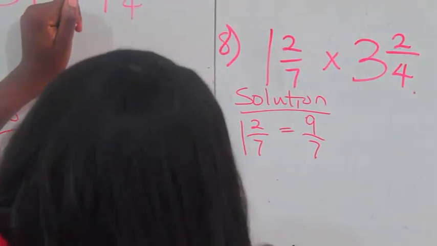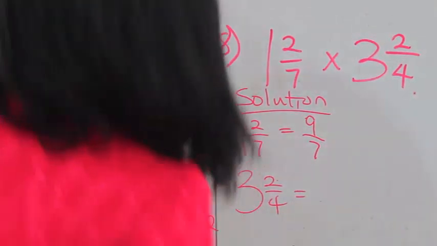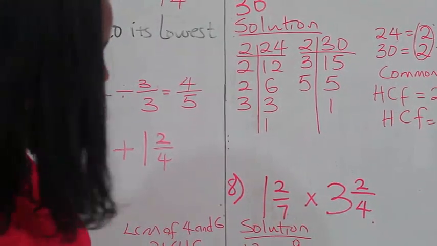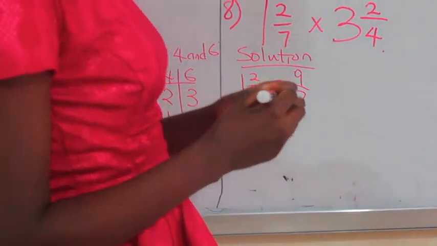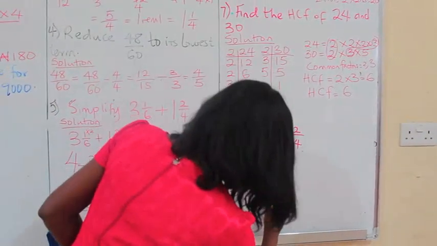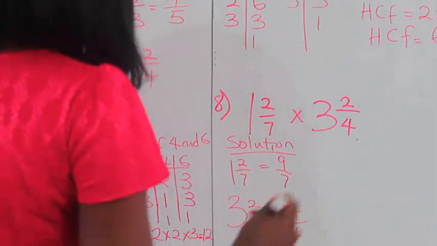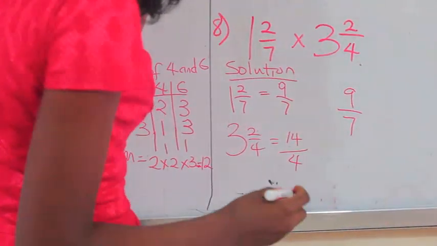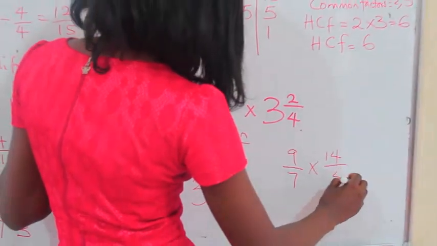And 3 whole number 2 over 4, changing it to an improper fraction, we multiply 4 times 3 plus 2. 4 times 3 is 12, and 12 plus 2 is 14 over 4. Then we'll write out our answer here: 9 over 7 times 14 over 4.